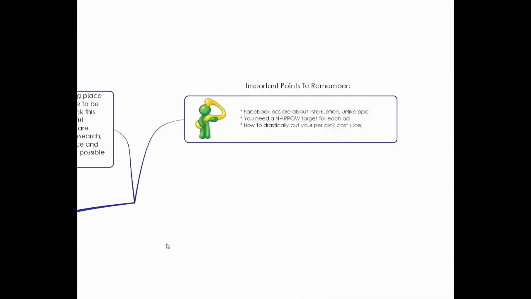Some of the important things to remember is that Facebook ads are really about interruption. More like PPV is about interruption, as opposed to pay-per-click, where people go to a search engine looking for something. The Facebook audience is in more of a social mindset, and you need to steal them away from the game they're playing, or the person they're chatting to, or the person they're stalking, whatever. So it's a different mindset. You need to narrow your target down. We've got a couple of rules of thumb that we like to follow, and also how to drastically cut your pay-per-click costs, which goes along with upping your click-through rate.